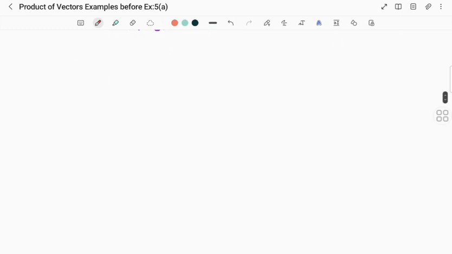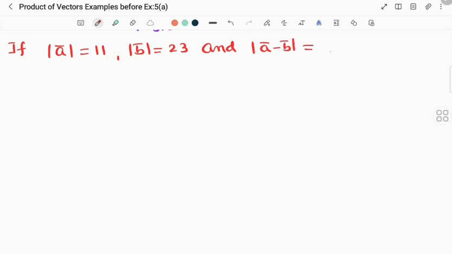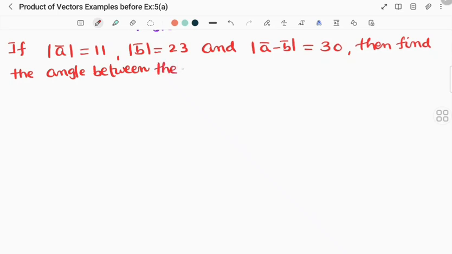Next, question number 4: if mod a bar is equal to 11, mod b bar equal to 23 and mod a bar minus b bar is equal to 30, then find the angle between the vectors a bar, b bar, and also find the modulus of a bar plus b bar.